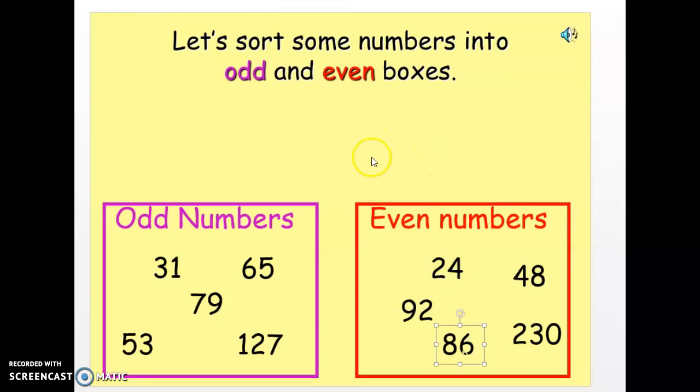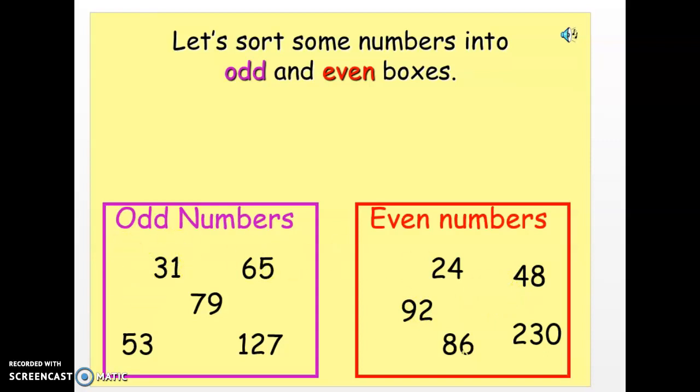So can you check your work? Did you group them like this, odd and even numbers? Have you checked that 31, 65, 79, 53, and 127 are all in the box of odd numbers, and even numbers 24, 92, 48 are in the box of even numbers? Let's proceed and check more.